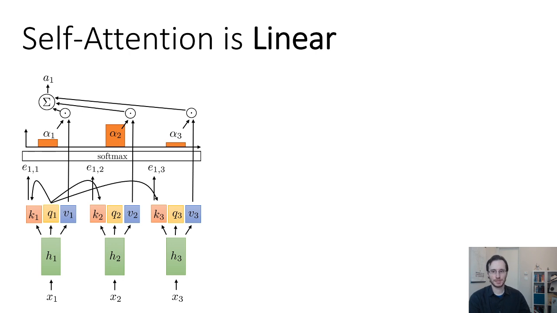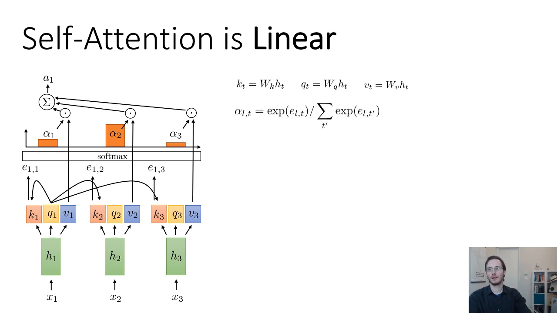So far, self-attention is actually entirely linear in the values. So remember that our keys, our queries, and our values are linear functions of HT. They're different linear functions, so we have a different matrix WK, WQ, and WV, and they're different matrices at every self-attention layer. So the first self-attention layer has one set of weights, the second self-attention layer has a different set of weights. Our weights for the attention, our alphas, are calculated by applying a softmax, which is a nonlinear operation. But our actual attention is obtained with a linear combination of the values weighted by those softmax scores.